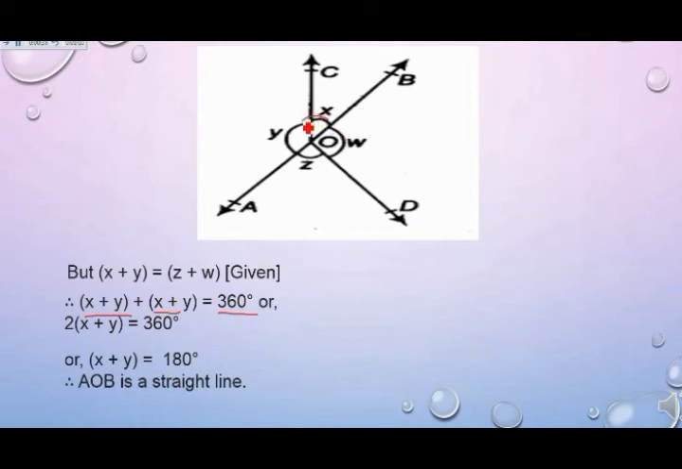And what type of angles are these? They are forming a linear pair, hence it is a straight line. AOB is a straight line.